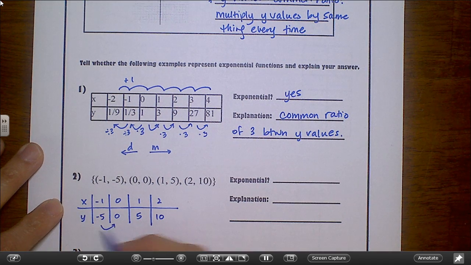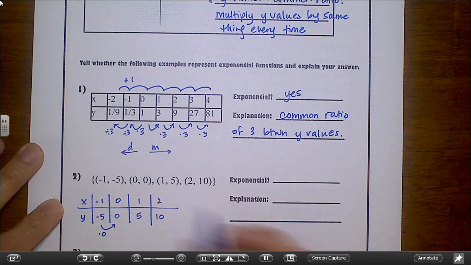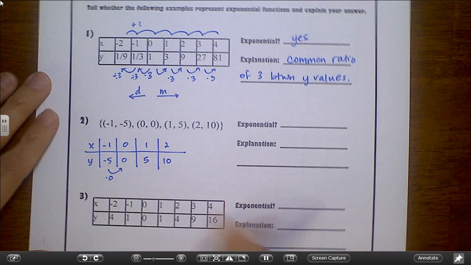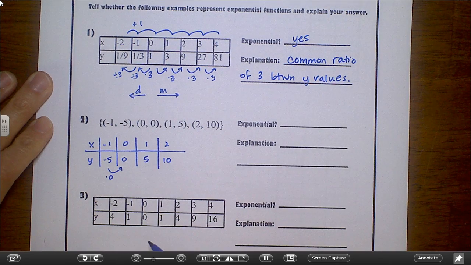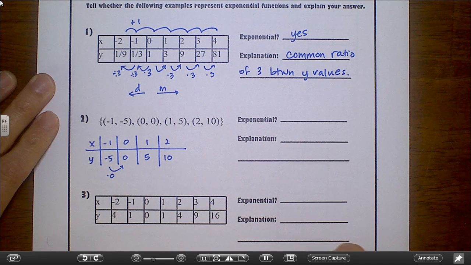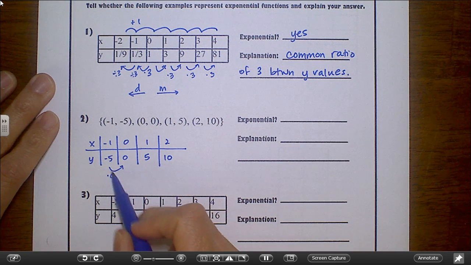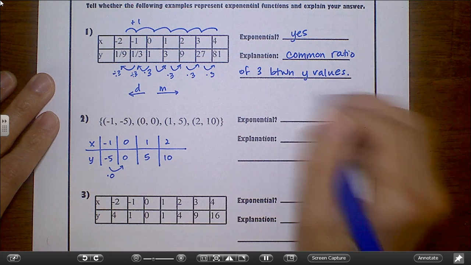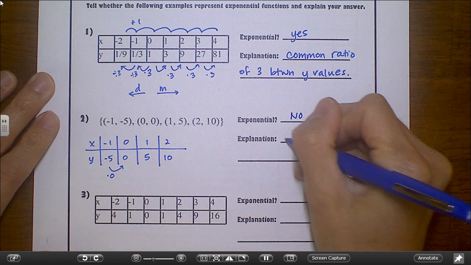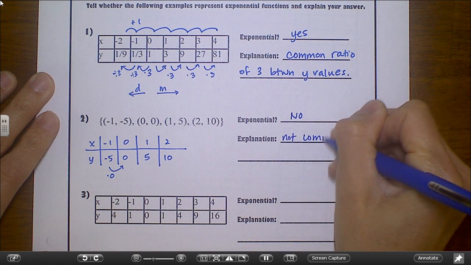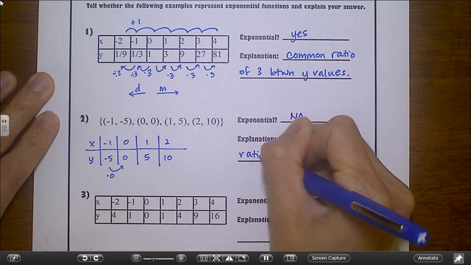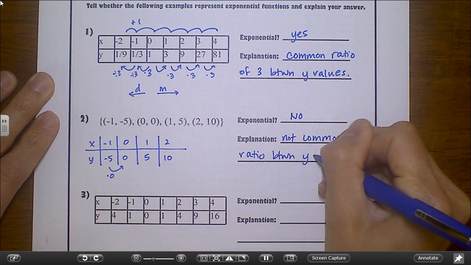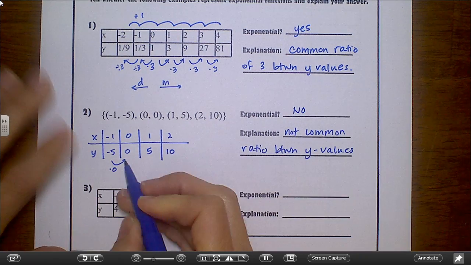Well, what do I multiply -5 by to get to 0? That would be 0. And then if I go 0 to 5, do I multiply by 0? I do not. So kind of like with linear functions, if you're not adding the same thing every time, you can just stop. Same thing here. If I know that to get from -5 to 0, I have to multiply by 0, but if I multiply 0 by 0, I'm not going to get 5. I therefore know it's not exponential because there is not a common ratio between your y values.